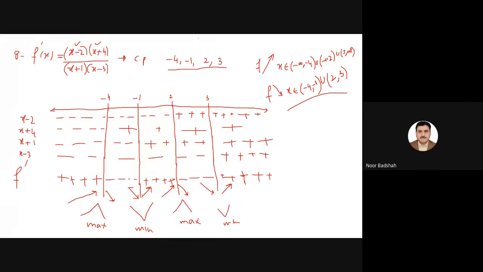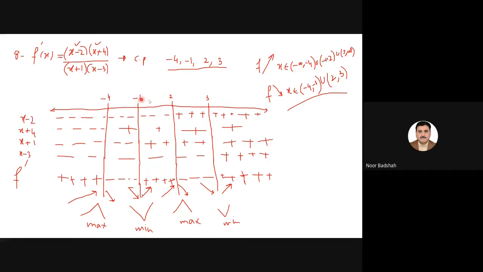You see the left of minus 4. Let me have a pointer. The left of minus 4, this is positive, positive, positive. It is going to infinity, minus infinity, obviously. So from minus infinity to minus 4, the function derivative is positive, so it is increasing in this interval.